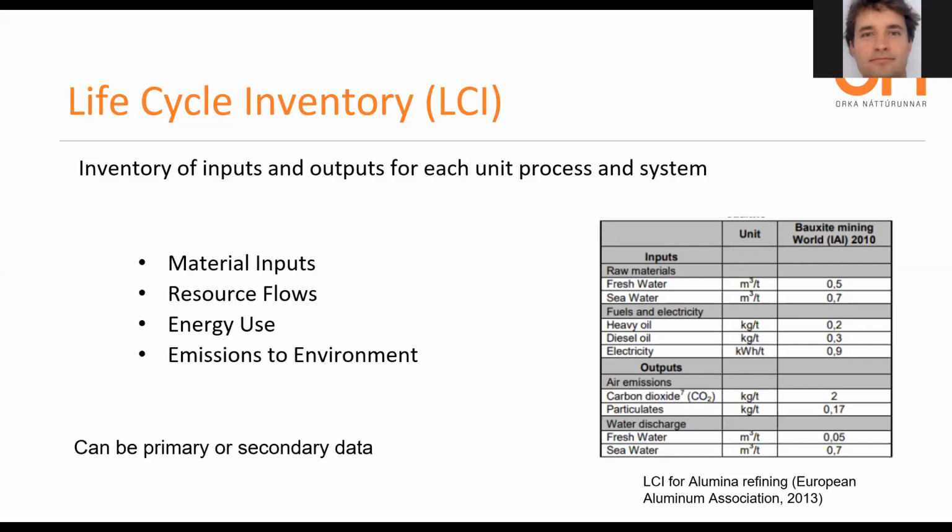Yep. So, great. This is the life cycle inventory. You can see here that you have your inputs and your outputs, and the key factors that you want to look at are the material inputs and the resource flows, both in and out, the use of energy, and the emissions that could be coming from the process itself or other parts, whatever you want to consider. This is an example from alumina refining, for a project that I was working on with aluminum. You can see you're looking at the inputs of water, the use of oil and electricity, as well as the outputs of the process: carbon dioxide being emitted, particulates, and also water discharge.